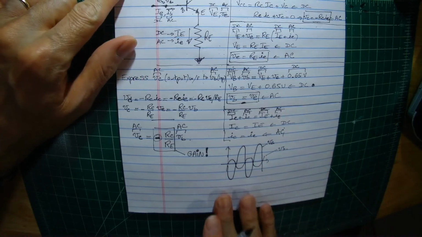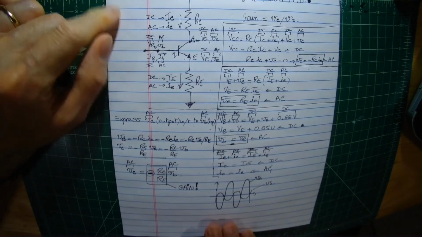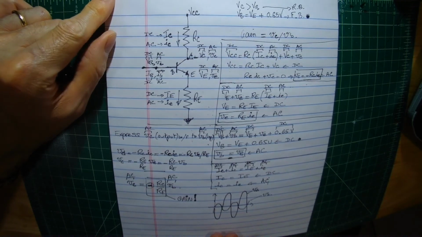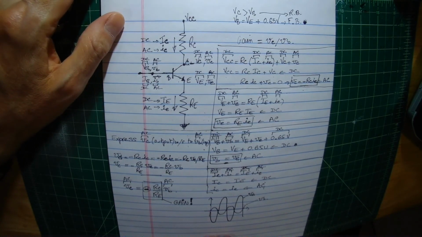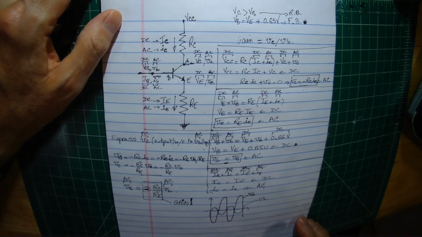Okay, so that concludes my presentation about how to calculate the voltage gain of a common emitter amplifier.